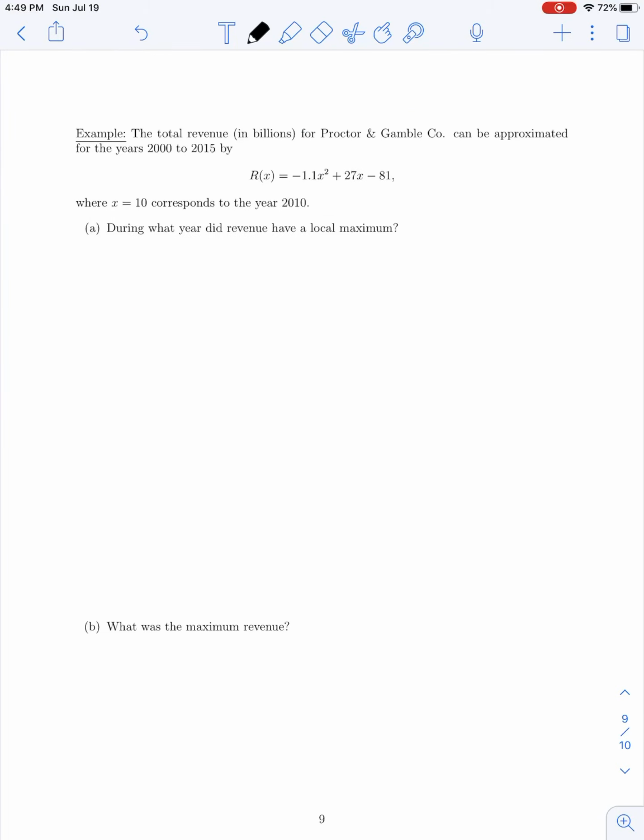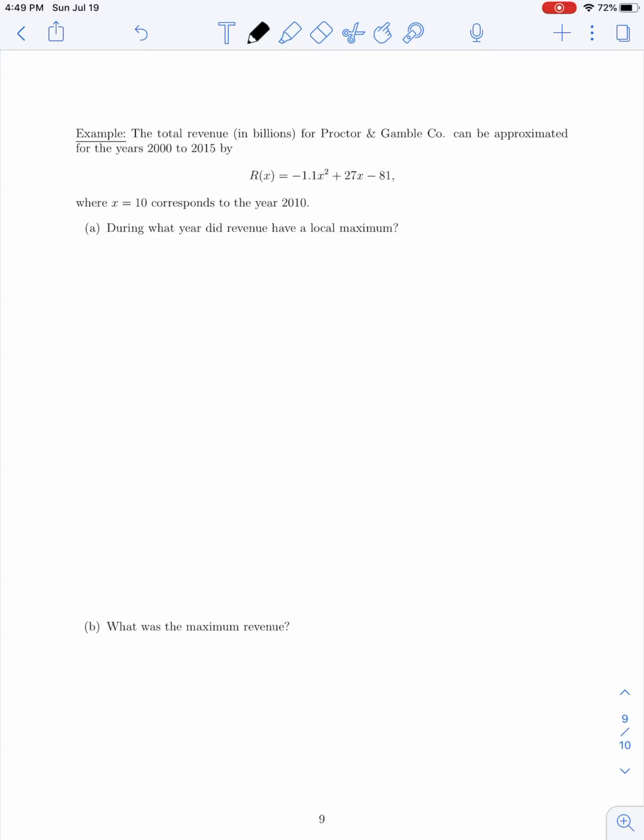So in the last part of this section, we'll consider the same sort of problems which we've already been looking at, but with some sort of application. So in this example, we're told the total revenue in billions for Procter & Gamble Company can be approximated for the years 2000 to 2015 by the revenue function r of x, the polynomial given here, where x equals 10 corresponds to the year 2010. So in part A, we're asked to determine in what year did the revenue have a local maximum.